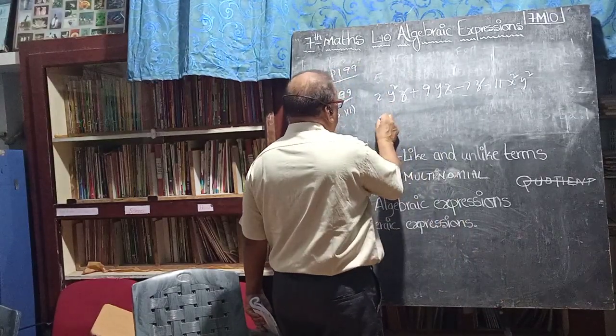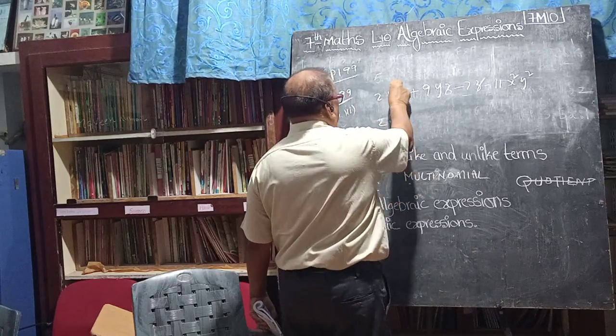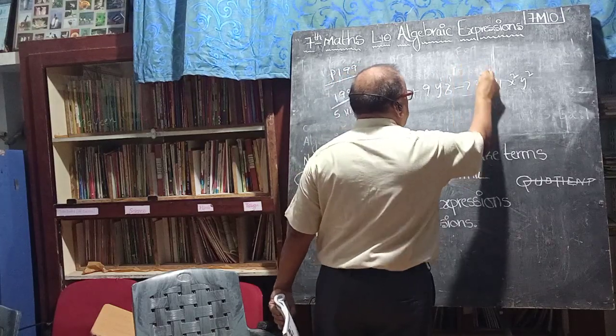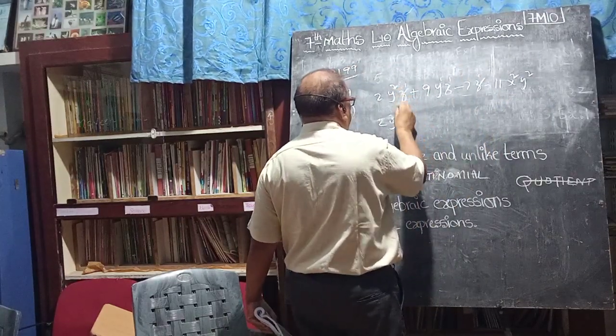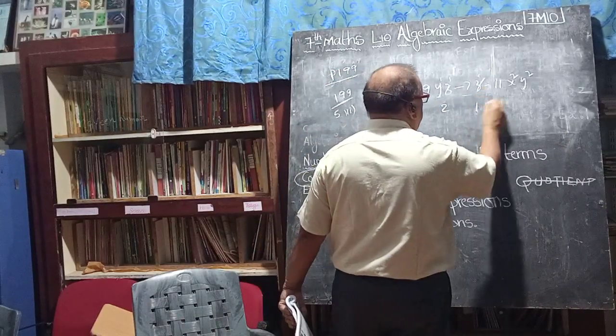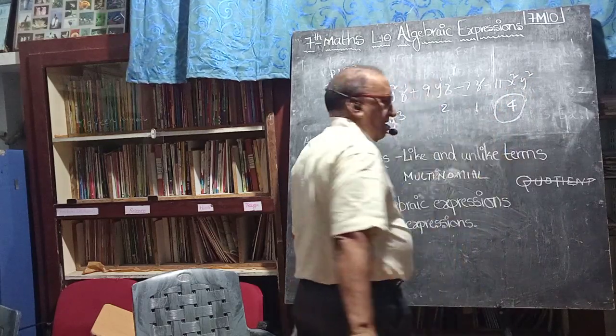So what I will do is, in 2y square z, z is 1, so the power is 3. In 9yz, y is 1 and z is 1, so this is 2. Here it is 1, and in the last term 2 plus 2 is 4. So what is the degree of the expression?